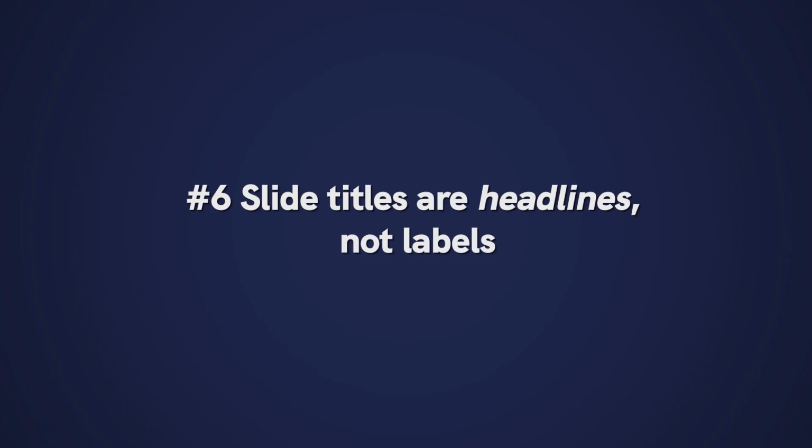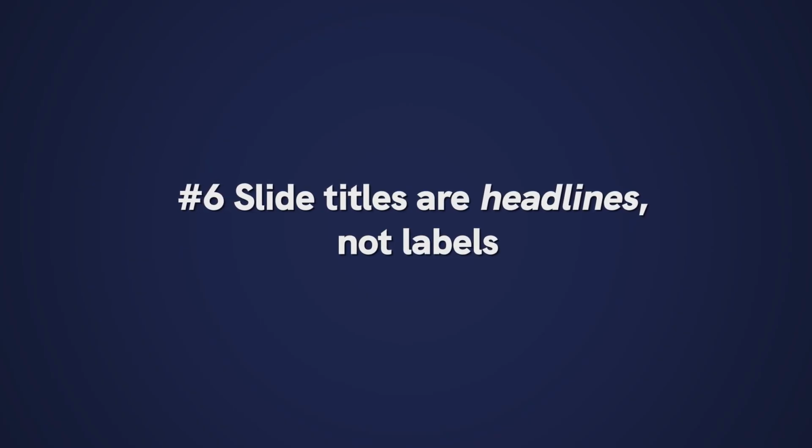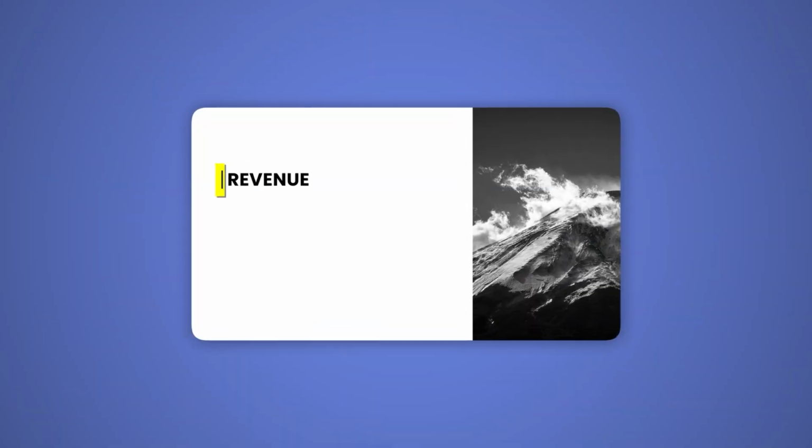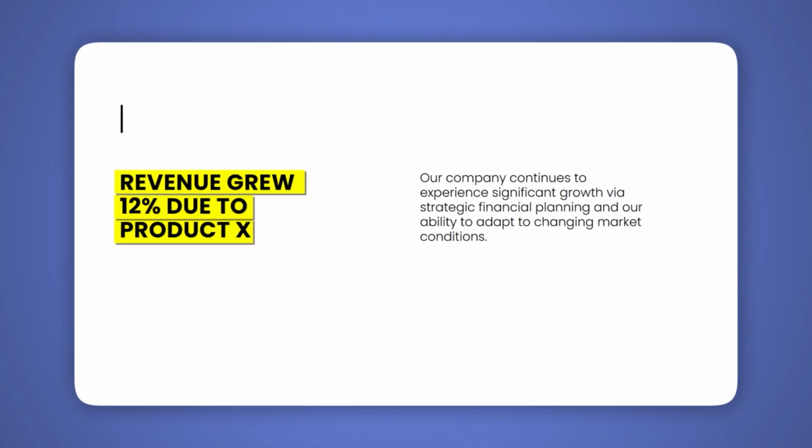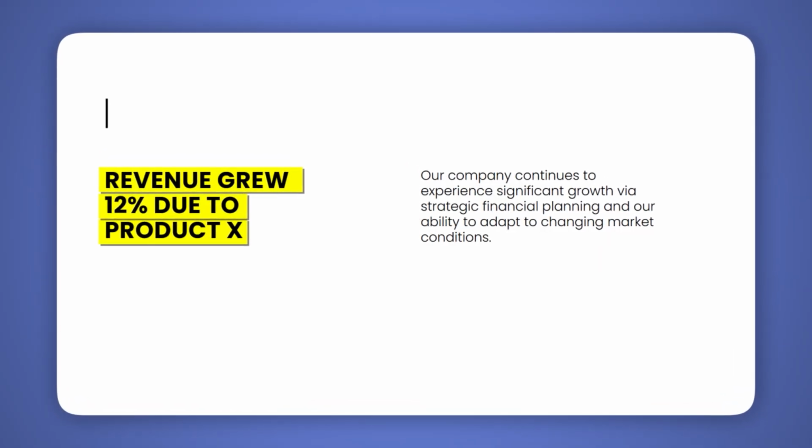Finally, slide titles are headlines, not labels. Imagine you're presenting a report in a room full of investors, and you turn to the slide and it just reads, revenue. Boring. But what if the headline read, revenue grew 12% due to product X? Has more of a ring to it, right? That way, even if someone's already, say, halfway through the presentation, they'll be like, huh, oh okay, I see where this is going.